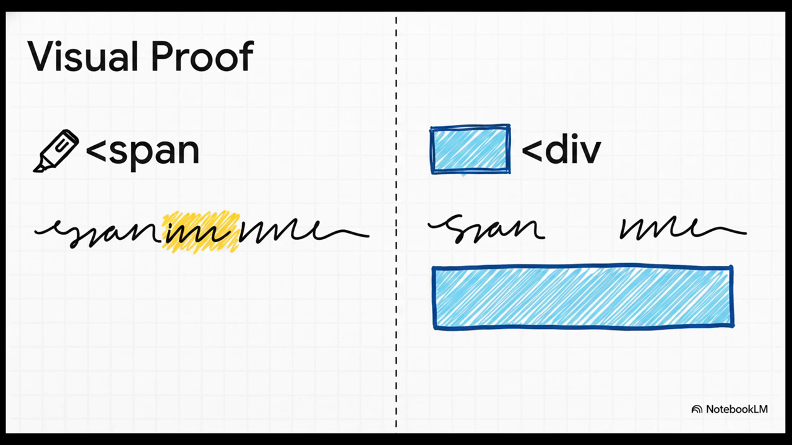So to really hammer this home one last time, think about the visual. You apply a span to a word, and that word just gets a nice little highlight while staying right where it is. But if you apply a div to that same word, that word gets ripped right out of the sentence and put on its very own line with a background stretching from end to end.